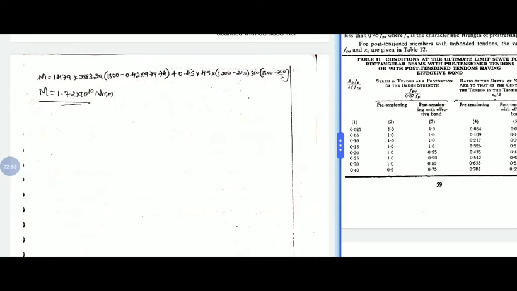So these are a few examples with respect to analysis of the flexural strength of prestressed members. In later classes we will discuss the design of flexural members.